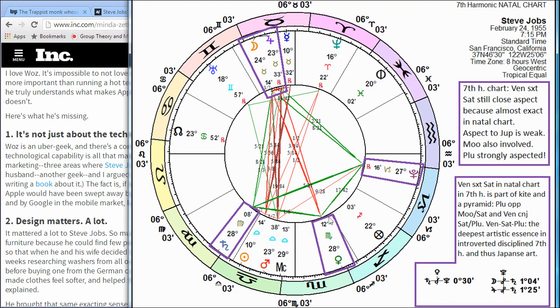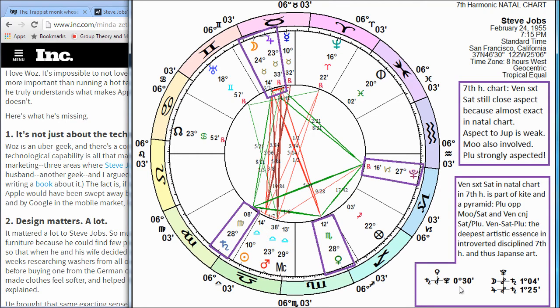This Venus-Saturn, which means minimalism, what is the essential beauty in the seventh harmonic chart of introversion, of quiet, of depth, of maturity, becomes compulsive with Pluto. And the moon gets involved to give it soul, to give it depth, to add another important planet involved in the pattern. So we've got this fundamental interest in artistic design in the natal chart, Venus, Jupiter, Saturn, in the seventh harmonic becomes deep, penetrating, and extreme and soulful.